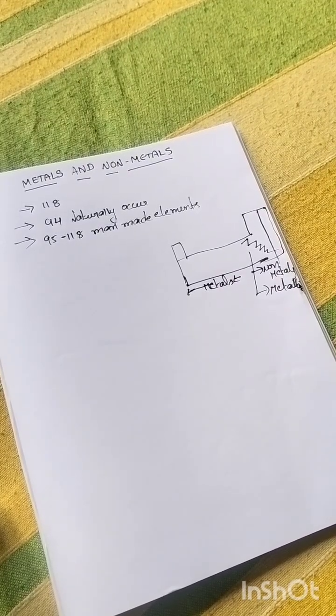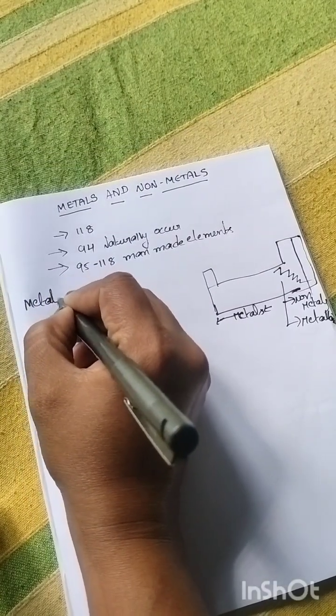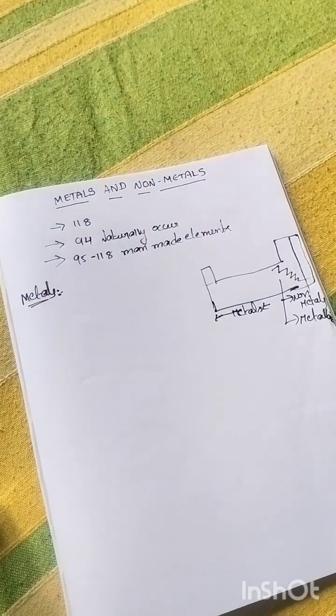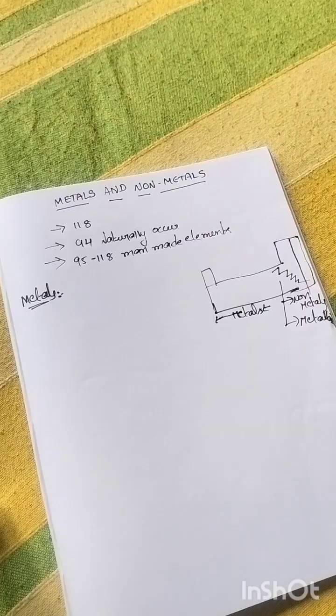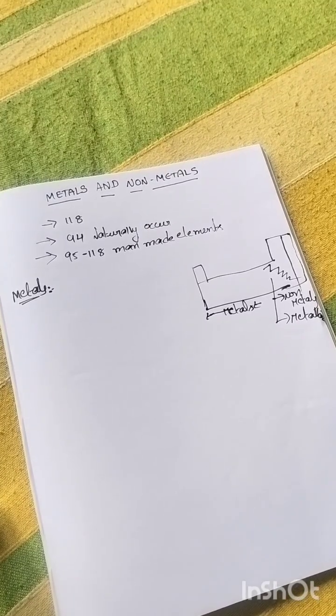Do you know the definition of the modern periodic law? The physical and chemical properties of elements are the periodic functions of their atomic numbers. This is the basic definition of the modern periodic law. This is just the introduction part, how we classified metals and non-metals. Next, coming to the actual topic. First, we will take metals.